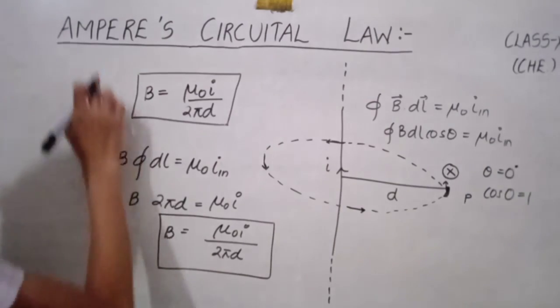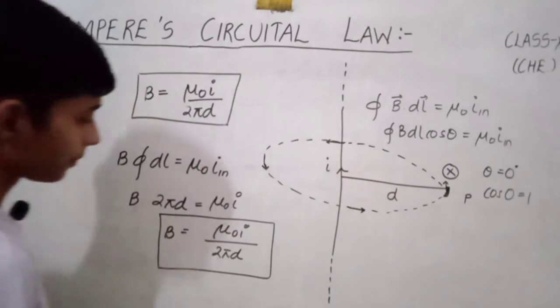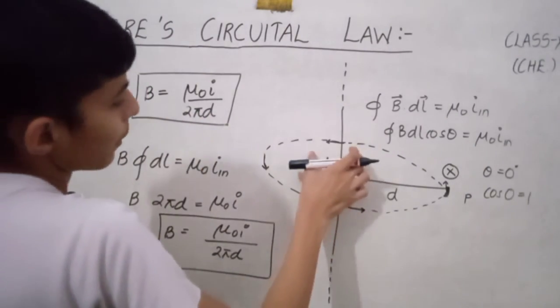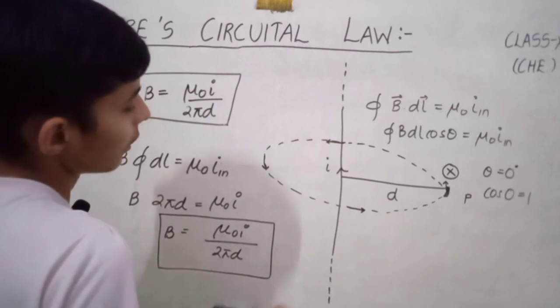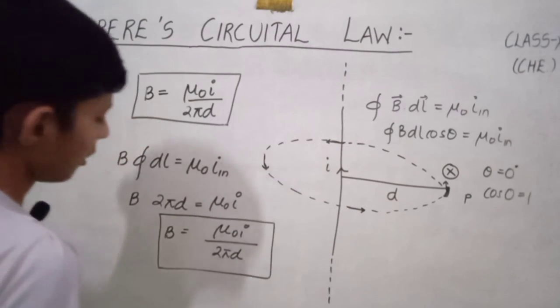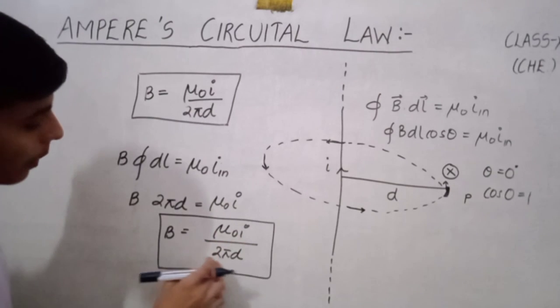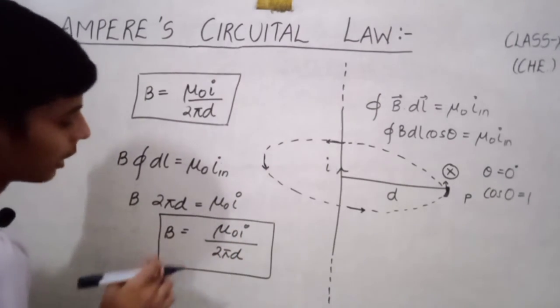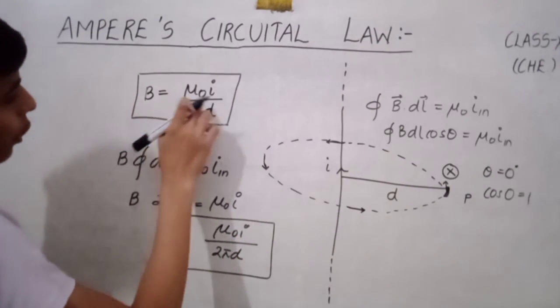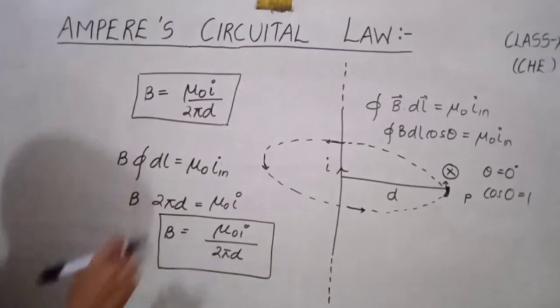So by using Ampere's circuital law, we found the magnetic field around an infinitely long wire, which is equal to mu naught I divided by 2 pi d, the same as we found in our previous lecture.